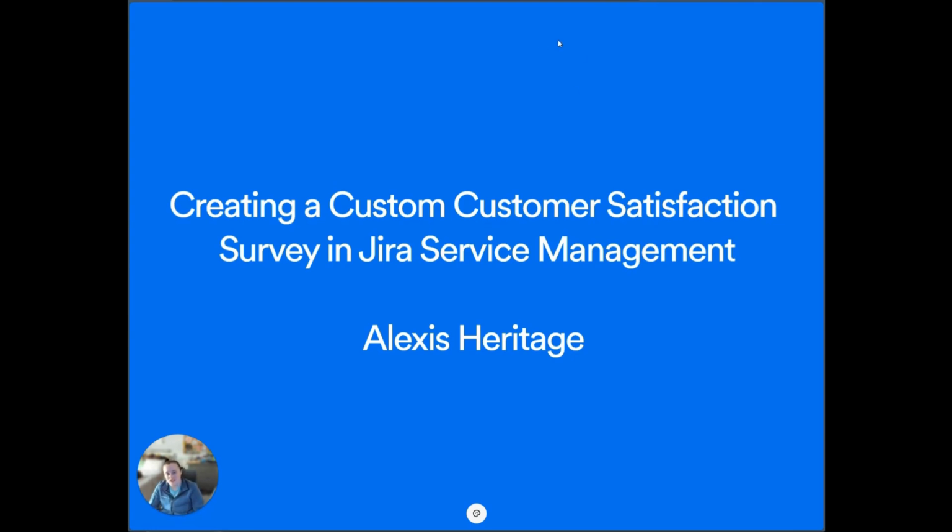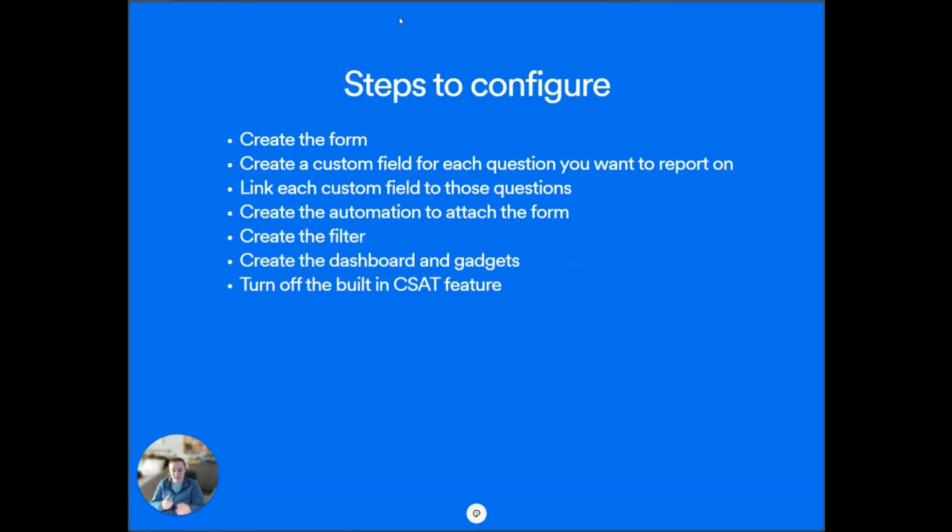So, to do this, we have to do the following steps. We need to create the form, which is going to be the questions that we're going to ask for the survey. We then need to create the custom fields for each question. So, for the question that you want to report on that data from, so if it's ratings 1 to 5, rate your experience, if you want to report on those, we have to create custom fields for those.